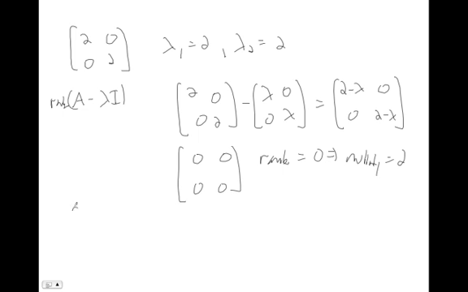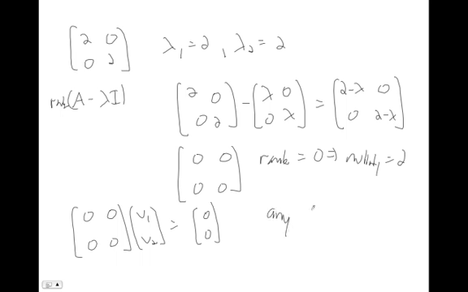And so any vector that satisfies this, 0, 0, 0, 0 times any vector v1, v2 equals 0, is an eigenvector. But every vector satisfies this. So for a matrix like this, a diagonal matrix with repeated eigenvalues, any vector is an eigenvector.